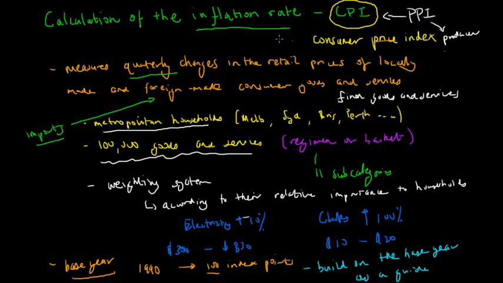It is not necessary for this course to understand or to calculate inflation using figures, but it is necessary to understand how they calculate inflation. So to recap, they measure quarterly changes in the retail prices of locally made and foreign made goods and services. They take a survey of 100,000 goods and services, subdivided into 11 subcategories, of metropolitan households, and they weight these goods and services according to the relative importance to these households. And they base the calculation of inflation, or the index number, according to a base year.